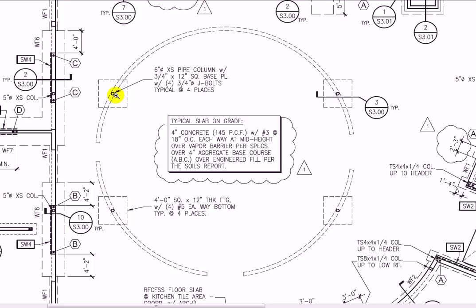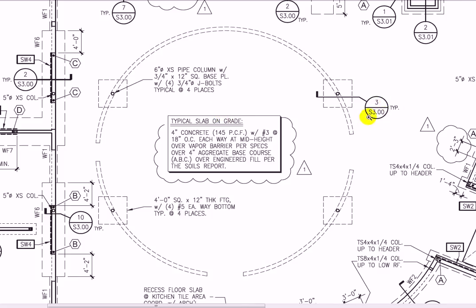Again, there's no dimensions shown here, which is actually curious. We typically would show the dimensions on a structural plan, but this architect and engineer decided to show all the dimensions elsewhere. So the contractor is going to have to do a lot of work to figure out where these go. It's a 6-inch diameter, extra strong pipe column with a 3/4 inch square base plate, 4 J-bolts typical of 4 places. We got 4 steel columns going up here, holding up probably the roof.